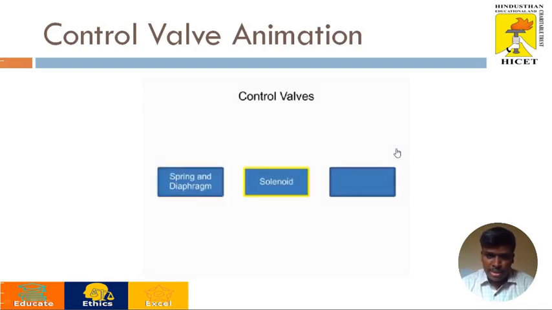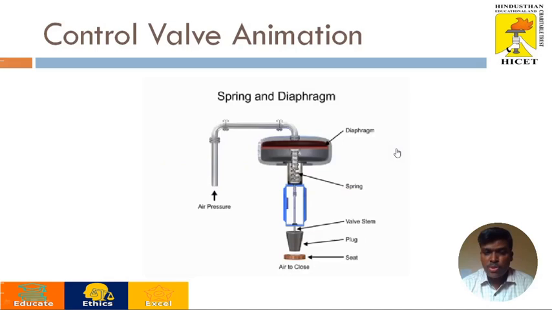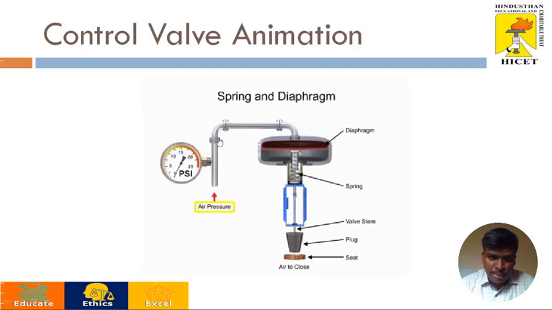There are three types: spring and diaphragm, solenoid, as well as motorized control valve. First we will look at the spring and diaphragm actuator. From the name itself we can tell it consists of a spring as well as a diaphragm. This is the diaphragm, followed by the spring. The energy is carried based on the spring alignment. This is the inlet supply where we apply the pressure force. Initially we can apply 15 psi here. Once we apply pressure, it acts on the diaphragm and exerts a force. Because the stem is connected here, the valve moves down.